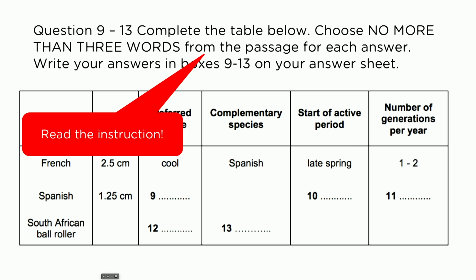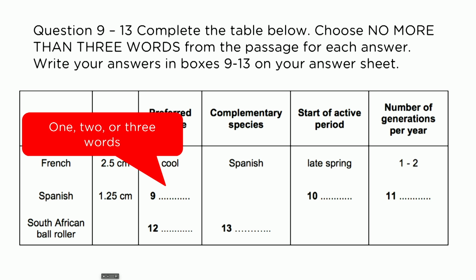There's a critical instruction there that says choose no more than 3 words from the passage for each answer. Sometimes it might say 2 words or 1 word, or 1 word and/or a number, or it has multiple variations on the instruction. So read the instruction carefully. This one means that we can put 1, 2, or 3 words into this gap. No numbers, just words. 1, 2, or 3 of them.